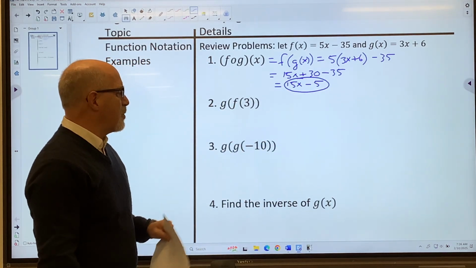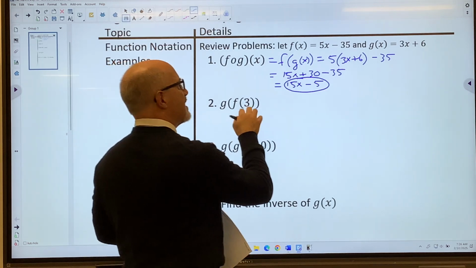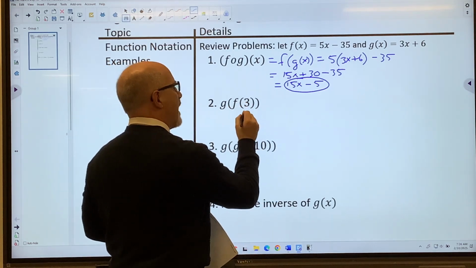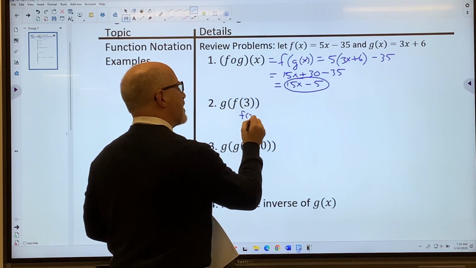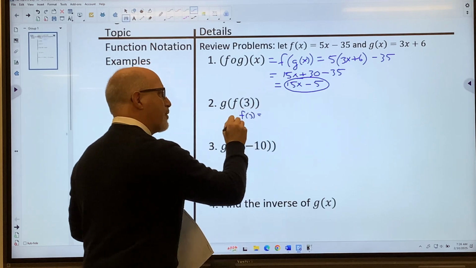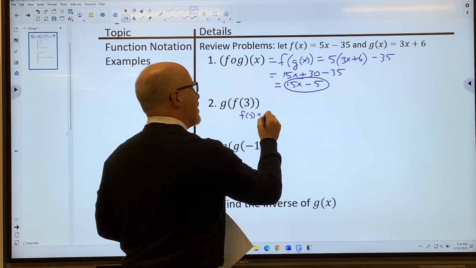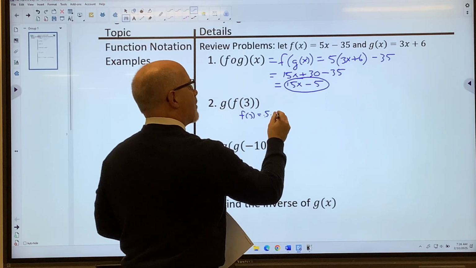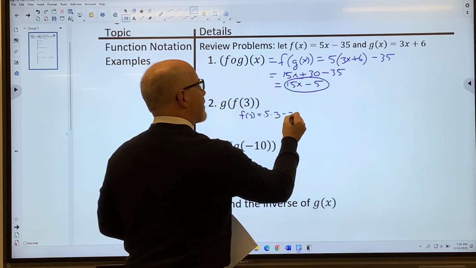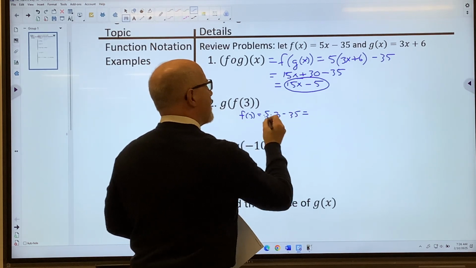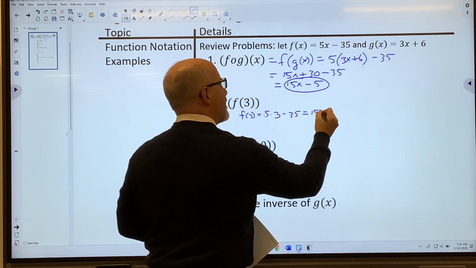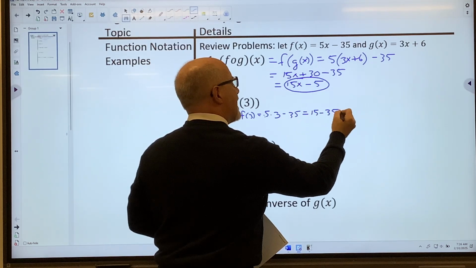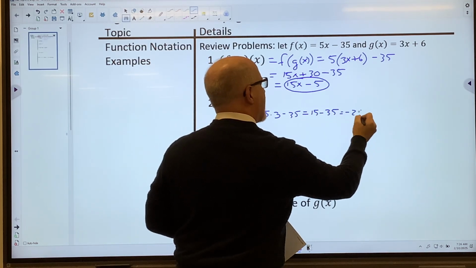For this next one, let's do f of 3 first. So I'll put 3 into this f function. Where there's an x, I'm going to put a 3, and simplify that. 5 times 3 is 15, minus 35, and that's going to give me negative 20.